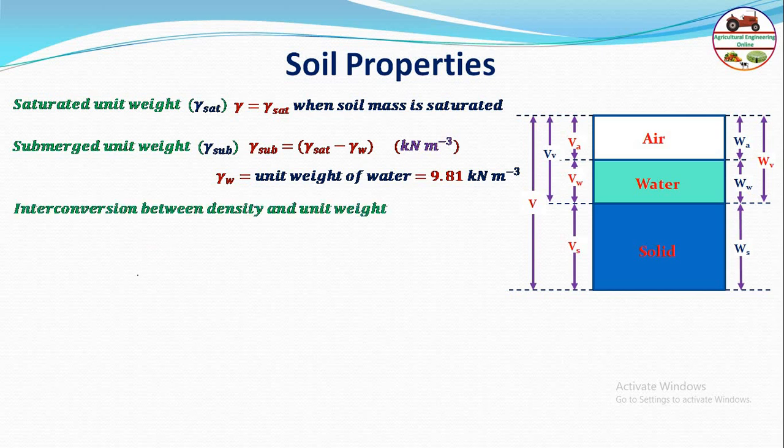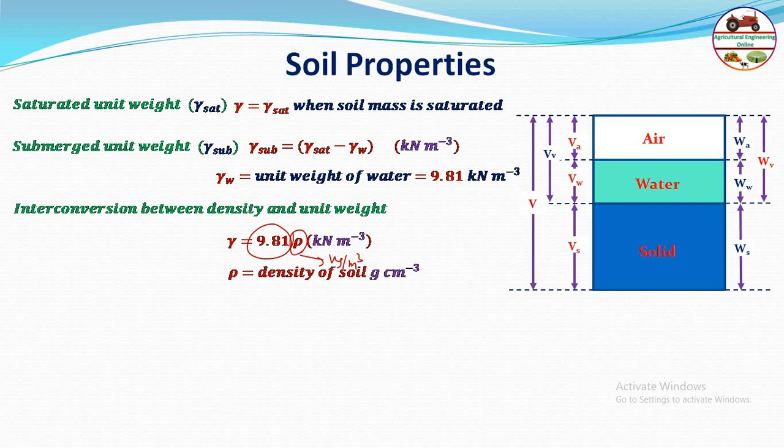Then we can convert between the density and unit weight. It's very simple. There is a multiplication of 9.81 between density and unit weight. So unit weight will be equal to rho into g. So g is 9.81 and rho will always be in kg per meter cube. So kg into g is equal to kilonewton, and rho is the density of soil in gram per centimeter cube or kg per meter cube.